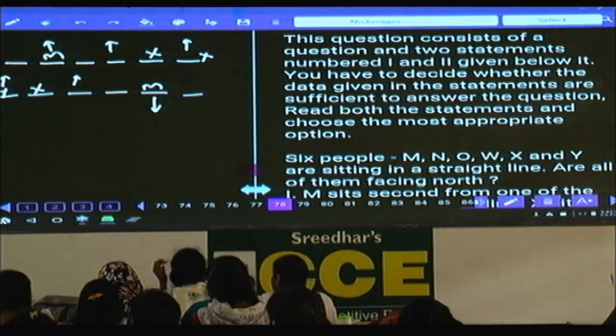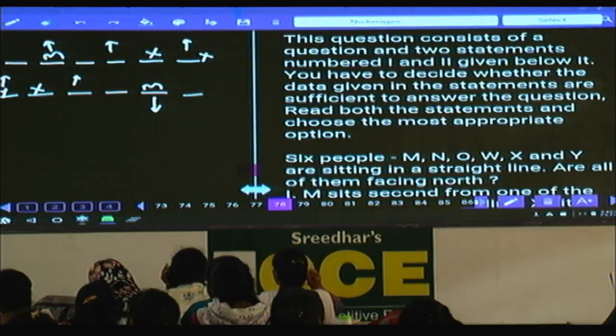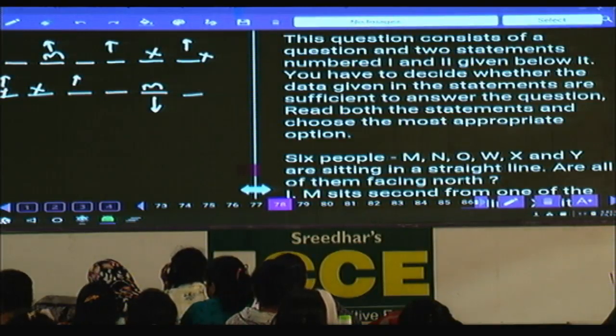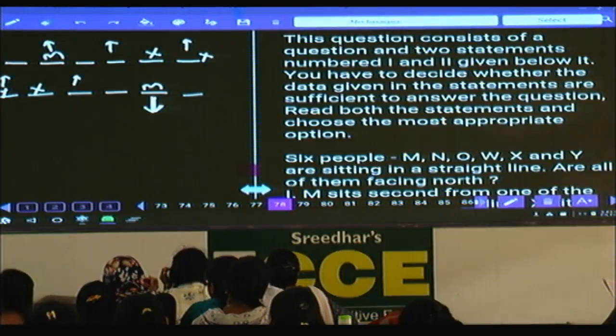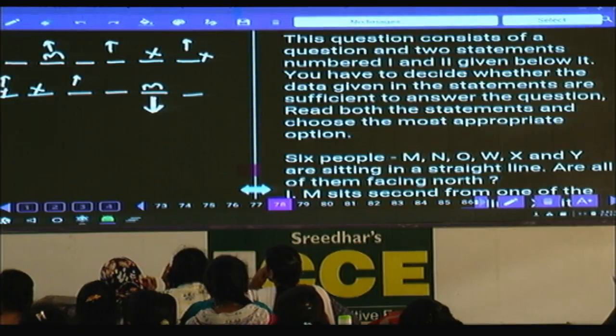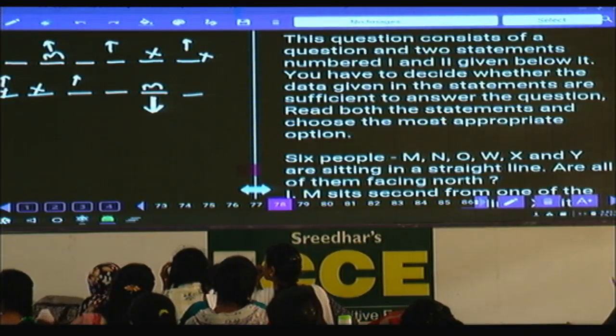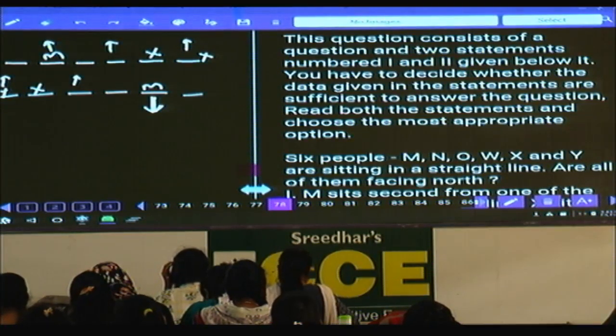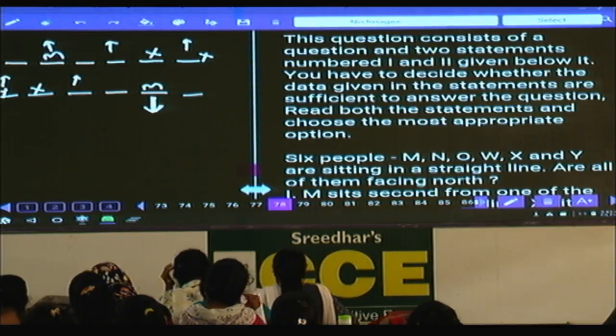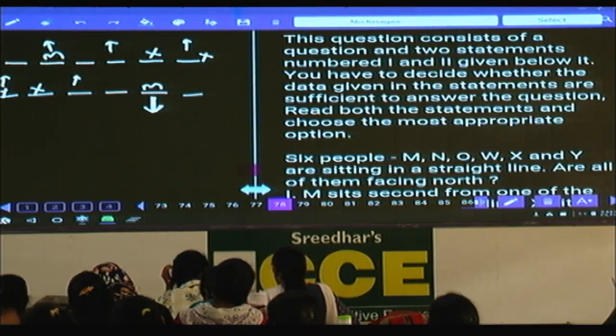What is the answer you are getting? All the persons are not facing north, because one of the persons, M, is facing south. We are having only one arrangement left over. Hence, we can definitely say that all the persons are not facing towards north. One alone is sufficient.